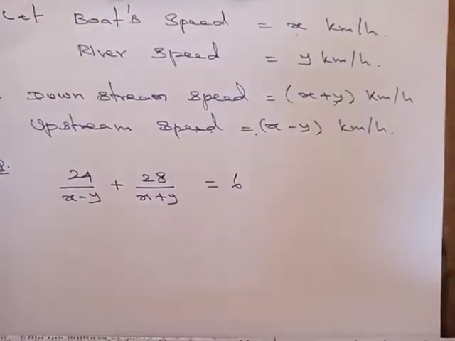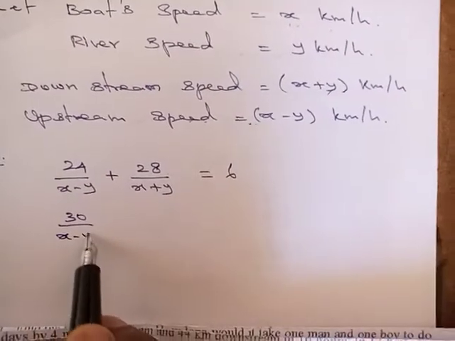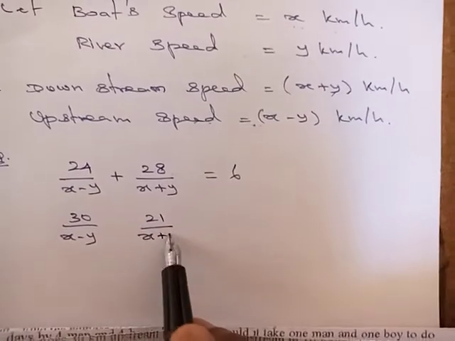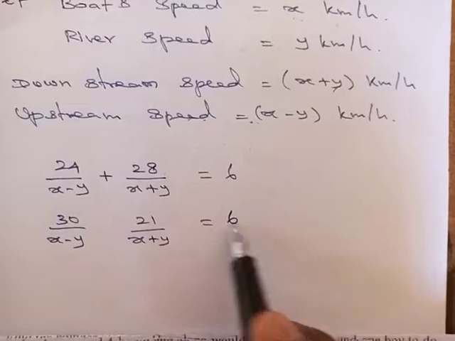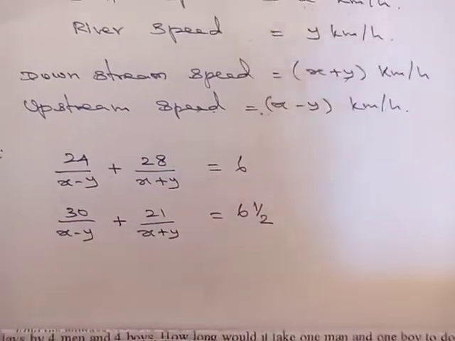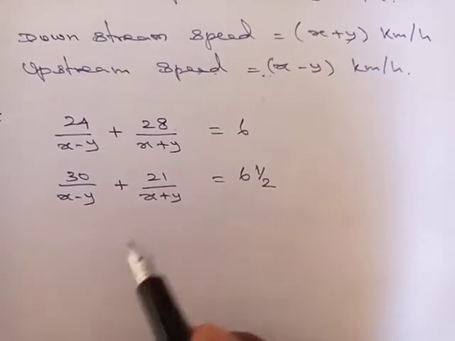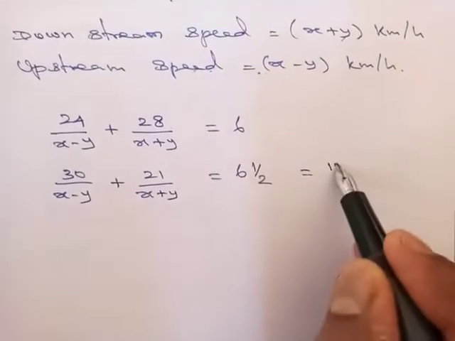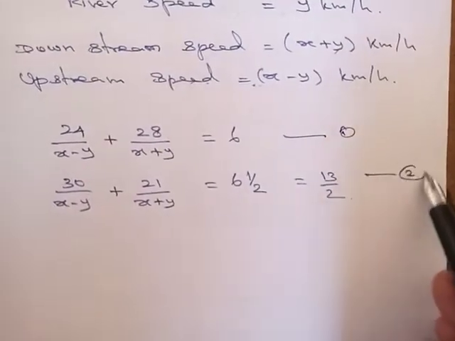Similarly, second one 30 kilometer upstream. So 30 divided by x minus y. 21 kilometer downstream. 21 divided by x plus y is equal to 6 hours 30 minutes. So 6.5 hours, 6 and 1 by 2. Total time they given, that's why plus. Now how to solve these two linear equations? So first we have to change this one. 6 2s are 12 plus 1, 13. 13 by 2. Okay, right. This is first equation and this is second equation.